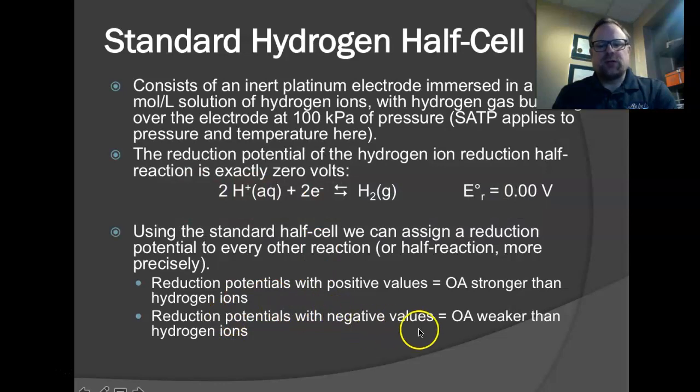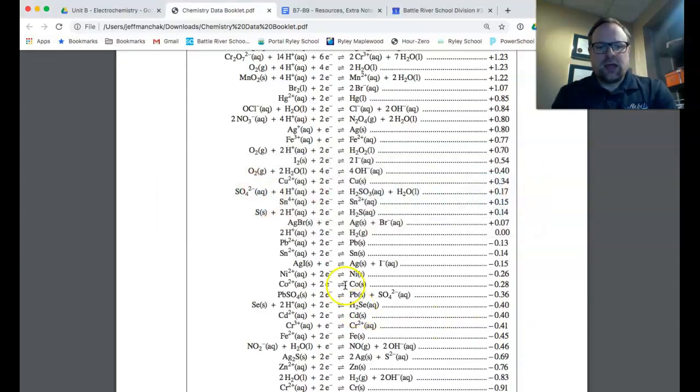If the reduction potentials are negative, then the oxidizing agent of the half reaction that we are comparing to the hydrogen half cell is weaker than hydrogen ions. So looking at it down here with lead, right? Hydrogen ions are a stronger oxidizing agent than lead ions. So this is your cathode and this is your anode. I hope that makes a little bit of sense to you.